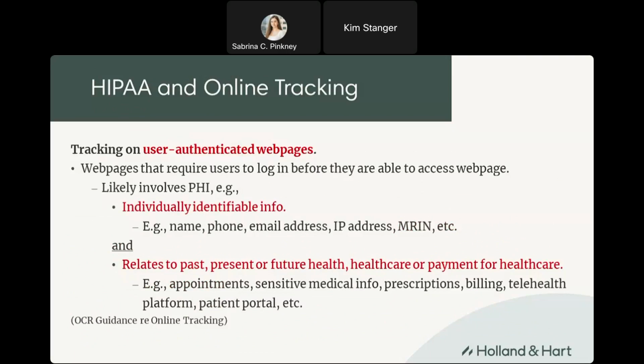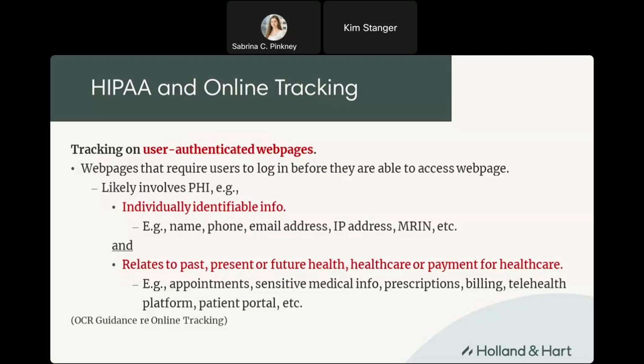In that guidance, they specifically talk about authenticated or unauthenticated web pages. The OCR basically said, if you've got a user authenticated web page where the person has to log in and give identifiable information before they can access that web page, then there's a good chance that's likely going to involve protected health information, and the HIPAA rules are going to limit your use or disclosure of the information that's gained by those tracking technologies after that point.